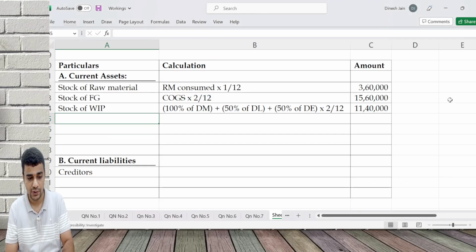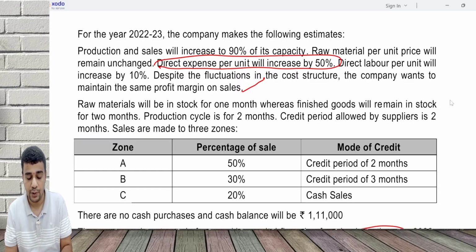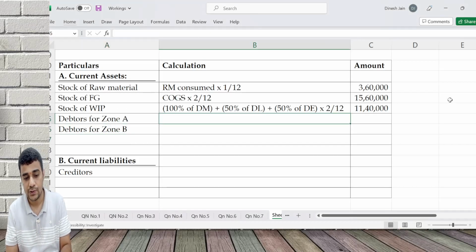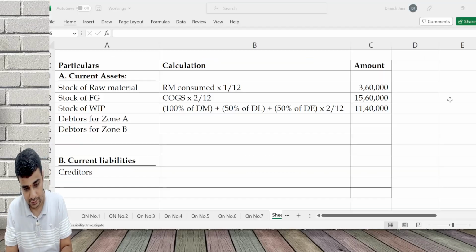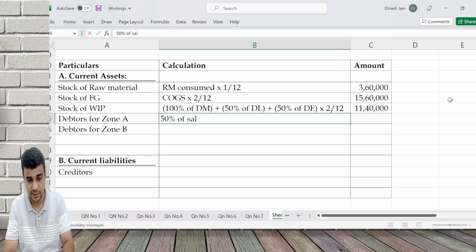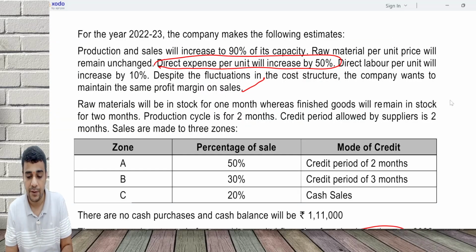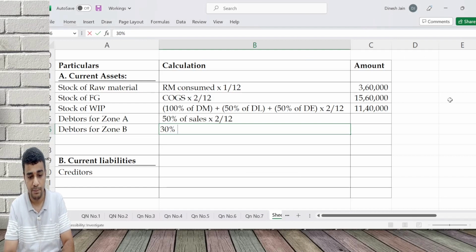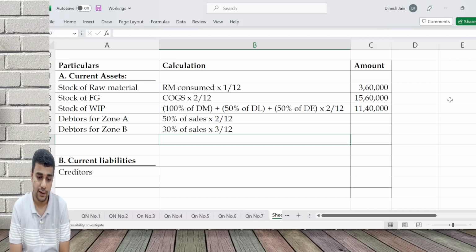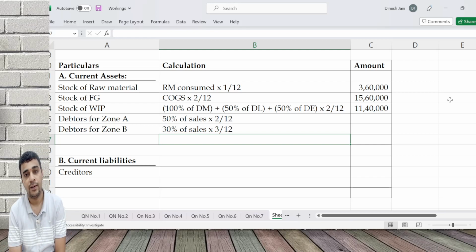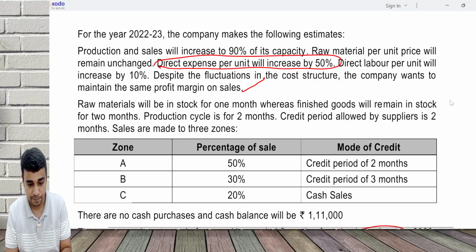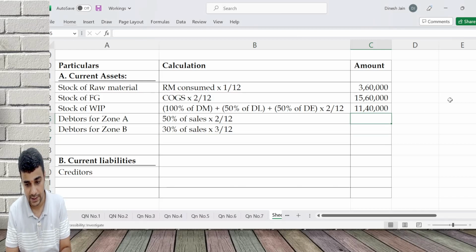Sales are made to three zones. So debtor for zone A, debtor for zone B, I'll do separately. Zone C, there is no debtor because it's entirely cash sales. Zone A is 50% of sales into 2 by 12, 2 months. Zone B is 30% of sales into 3 by 12. Zone C is cash sales.